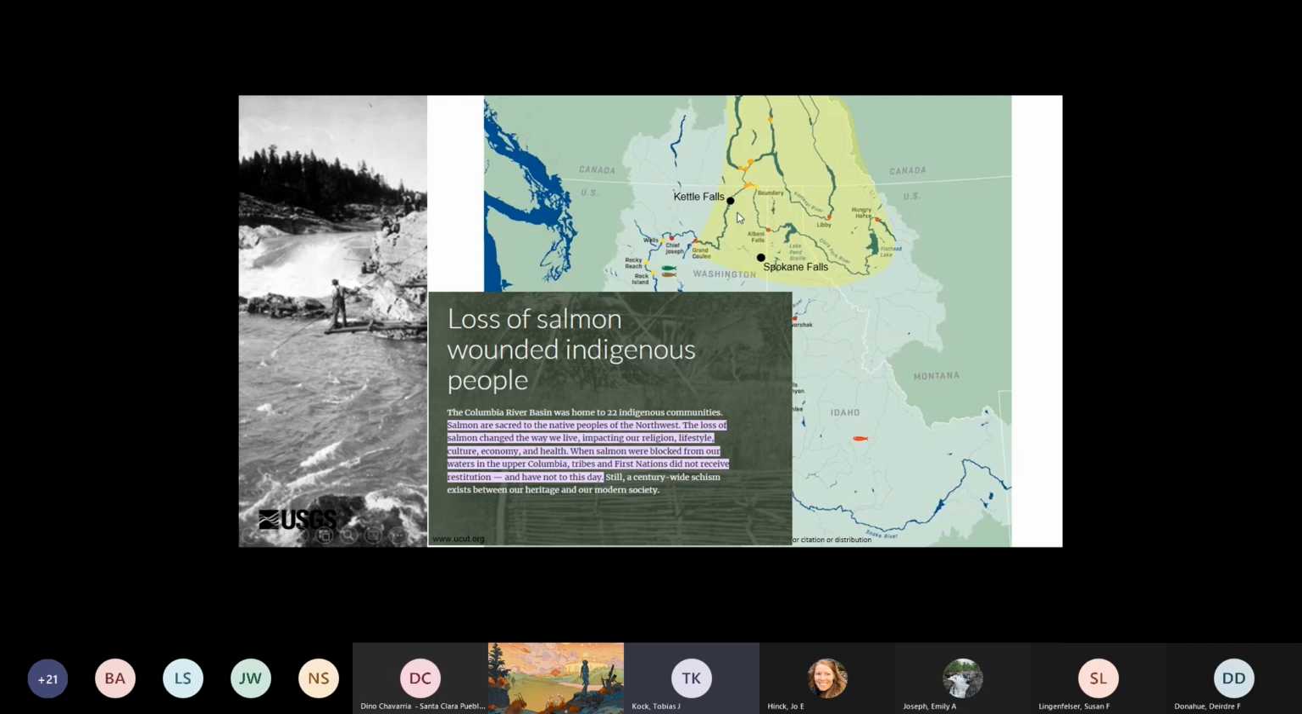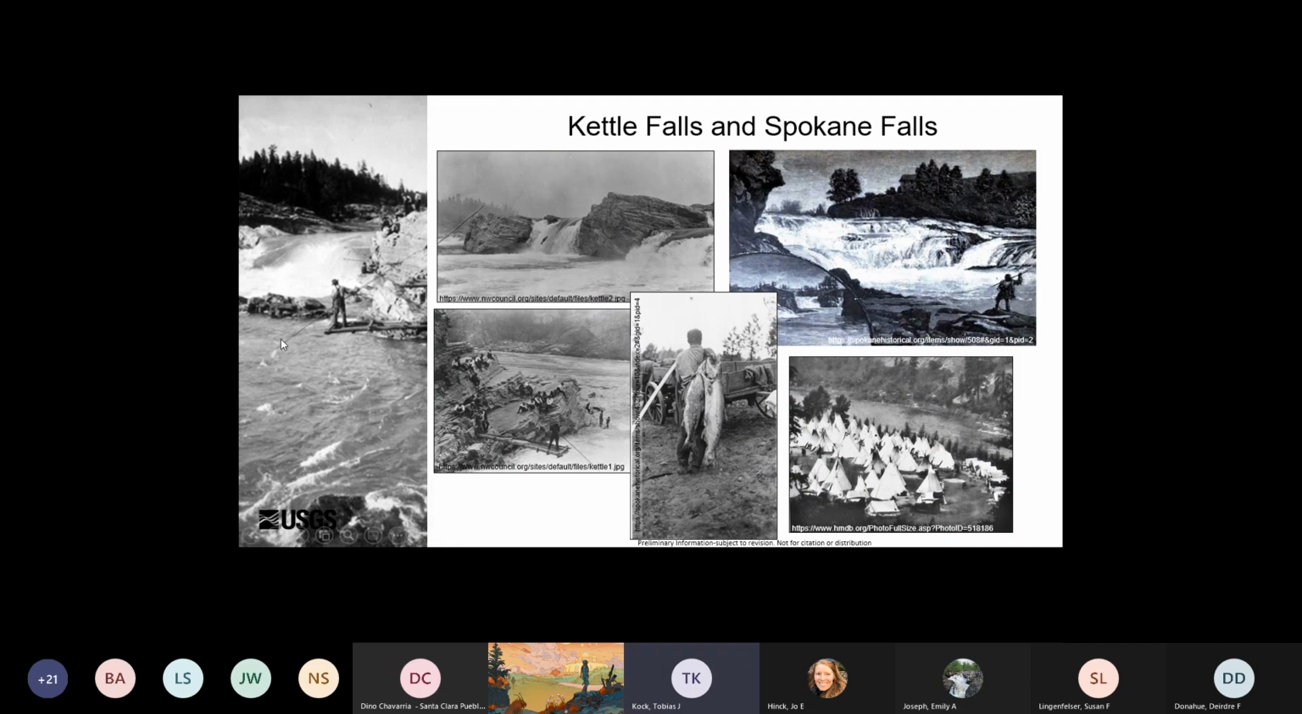Specifically, the next slide is going to talk about these two areas, Kettle Falls and Spokane Falls. These are areas where salmon and steelhead congregated and where the tribes returned every year to harvest and to celebrate. On the left side of this slide, there are two pictures from Kettle Falls showing tribal fishermen fishing. And then this is a schematic of Spokane Falls on the Spokane River. It's a primary tributary to what is now Lake Roosevelt, upstream of Grand Coulee Dam.